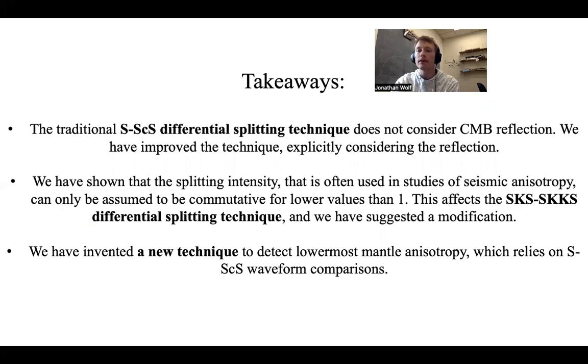Additionally, we have shown that the splitting intensity is only commutative for lower absolute values than 1, which plays a role for the frequently applied SKS-SKKS differential splitting technique. We've suggested only using this technique if both phases have lower absolute splitting intensity values than 1. Further, we have invented a new technique that can be used to detect lowermost mantle anisotropy, which relies on ScS waveform comparisons.